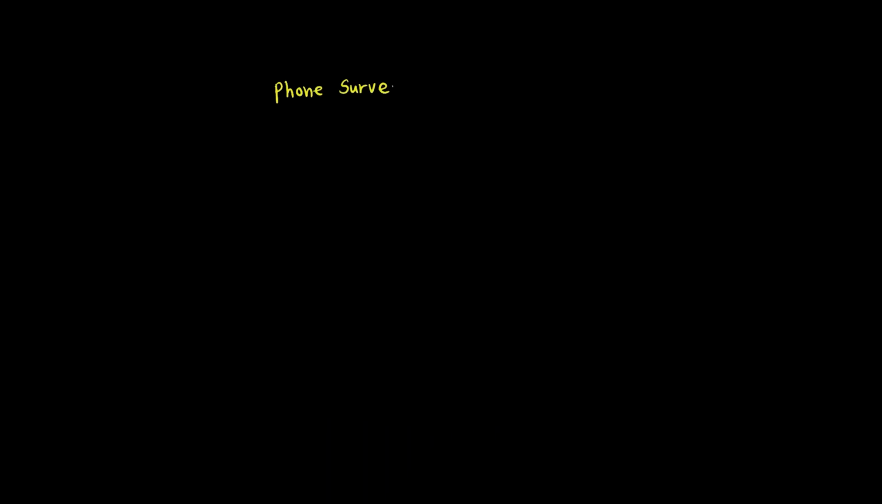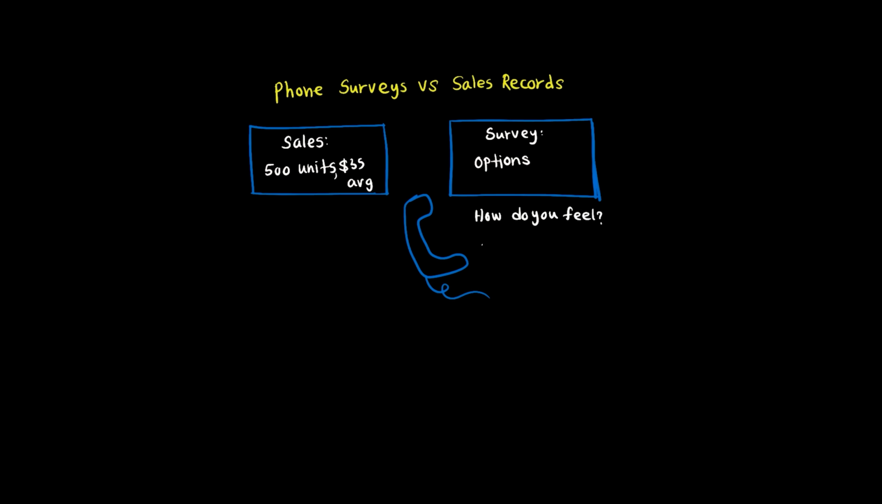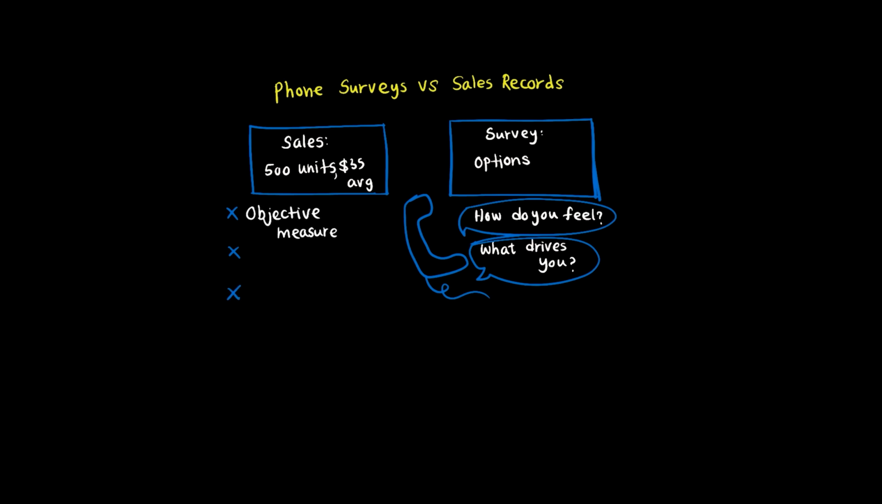Phone surveys collecting customer opinions generate fundamentally different data from sales transaction records. Sales transactions give you objective numerical data, 500 units sold, average transaction $35. But phone surveys asking for opinions, that's qualitative opinion data through and through. How do you feel about our service? Generates subjective responses. What drives your purchase decisions? Yields personal perspectives. This isn't objective measurement data. Opinions can't be independently verified.